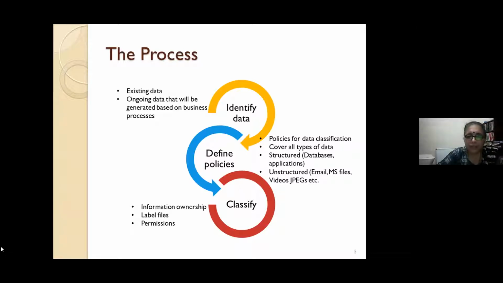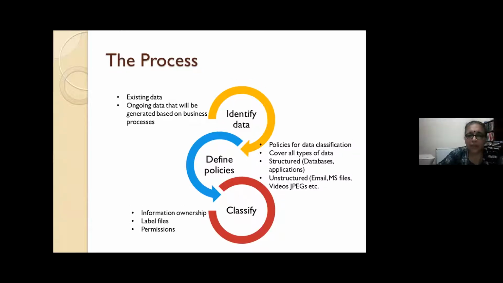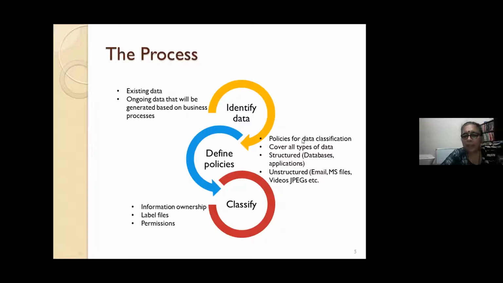So first you identify the data, what is your business goal, identify those processes, and then you go and apply the classification to it, right? So identify data, define the policies. What is the policy now? The policy is about data classification. What kind of data has to be categorized as what kind of classifications, we'll talk about it. Basically, the classification will cover labeling the files, giving permissions, having access privileges, defining the access levels based on roles. So all of those aspects will come in. That is what is the process here.